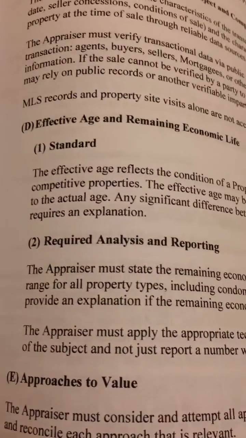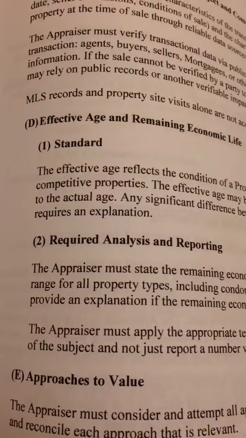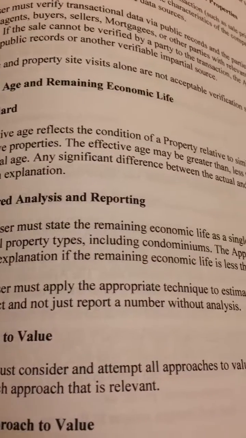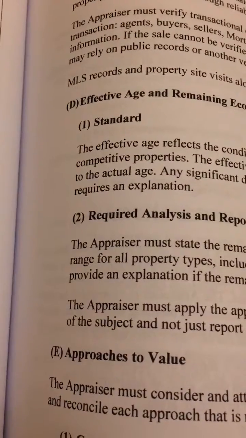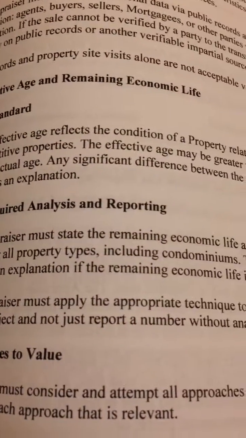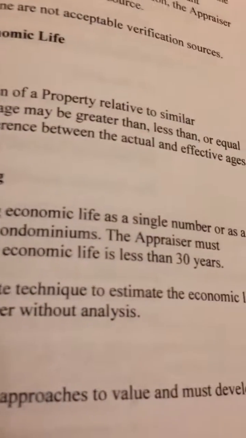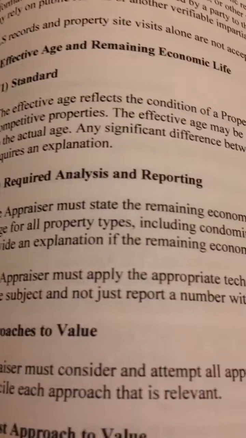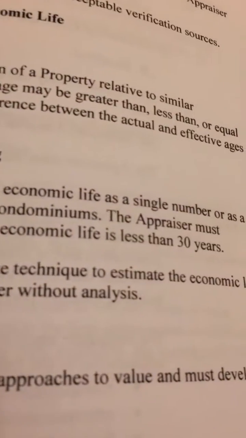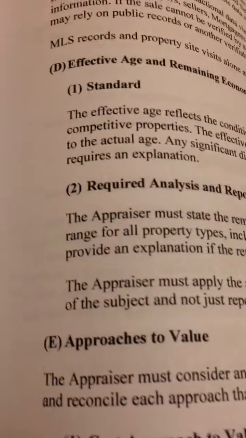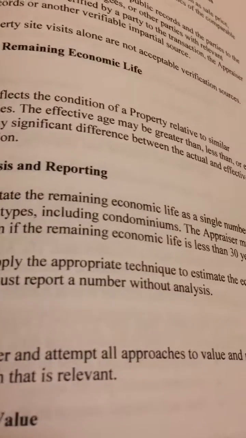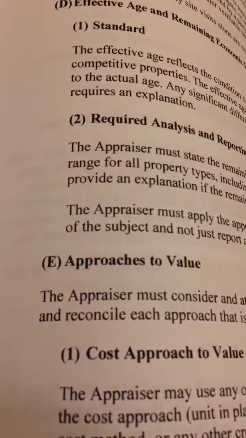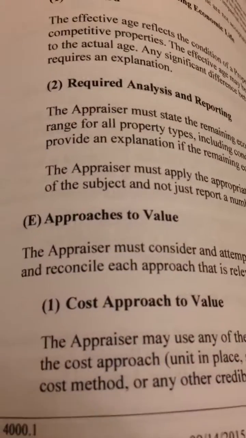2. Required analysis and reporting. The appraiser must state the remaining economic life as a single number or as a range for all property types, including condominiums. The appraiser must provide an explanation if the remaining economic life is less than 30 years. The appraiser must apply the appropriate technique to estimate the economic life of the subject and not just report a number without analysis. E. Approaches to value.